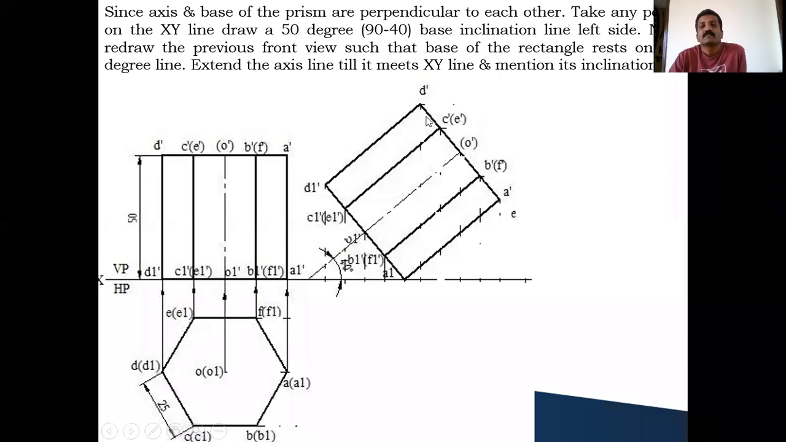Thus the 90-degree lines. Afterwards, after getting this, join it without changing the visible edges of those things. You join it, and this also you join. So the entire thing you have redrawn here, and the corresponding points also you can transfer here. And then at the end, this is the axis line, right? So extend this axis line till it meets the XY line and show the axis inclination is 40. So I have taken the base inclination 50, so I should get the axis inclination 40 here.